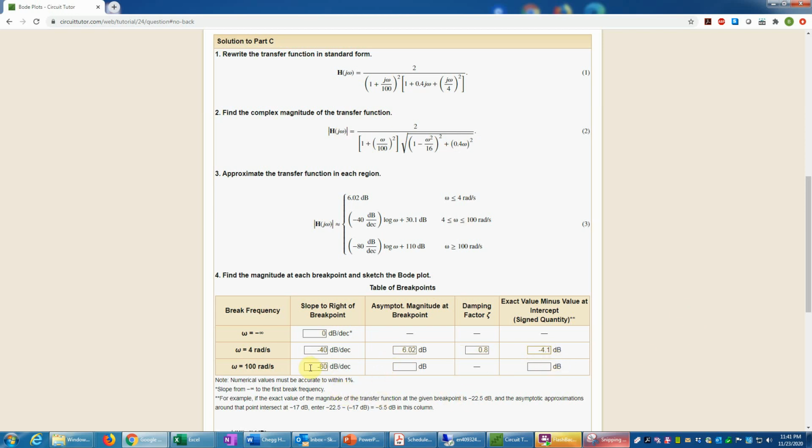Okay, now at negative 80 dB, so at the next breakpoint, that's at 100 radians per second. That's on the border between these two asymptotic approximations, and so neither of those is a constant, so that's where I'm going to have to actually do some computation. But it's easy because the log of 100 is just 2. And so I have negative 80 plus 30.1. So that's just going to give me negative 49.9.